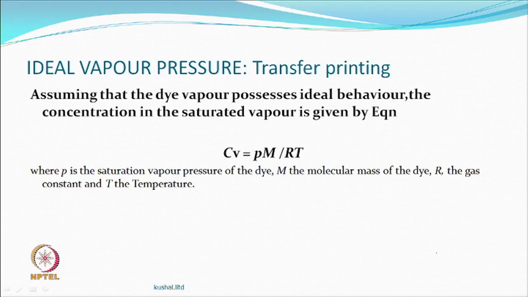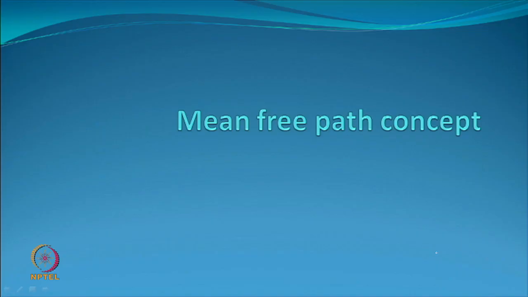So, simple relationship: the concentration of the dye in the vapor form will be related to the partial pressure or the saturation vapor pressure, which obviously is indirectly dependent on the rate at which the dye can be evaporated, the sublimation rate. The molecular mass, it is a gas, therefore R and T are becoming important. The T, remember, is going to be an absolute temperature and not degrees centigrade, right.